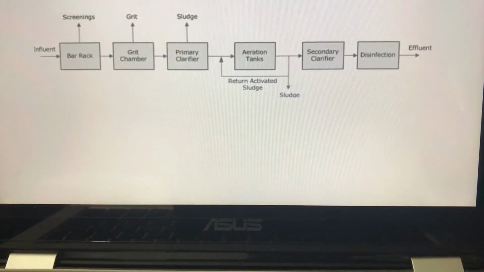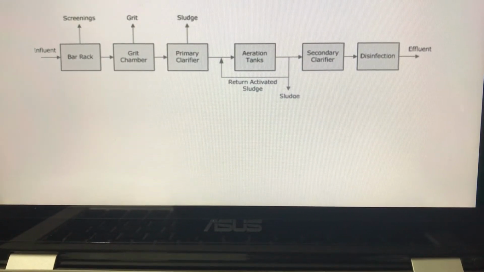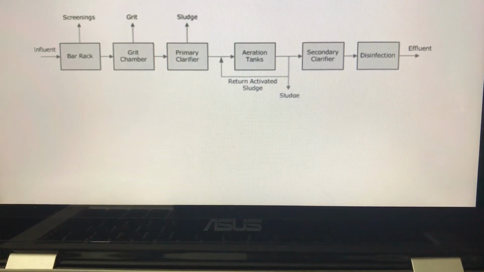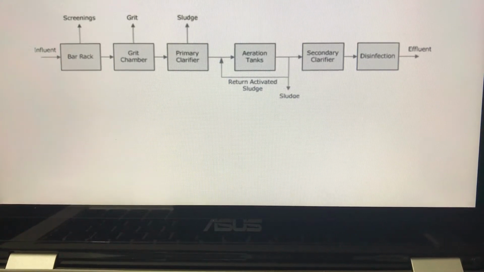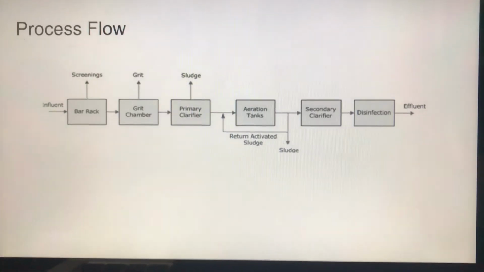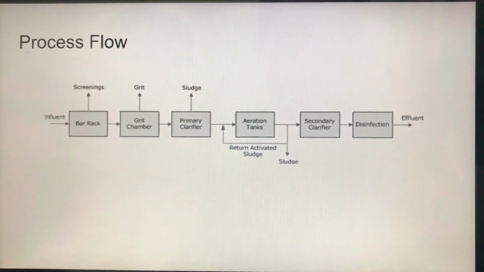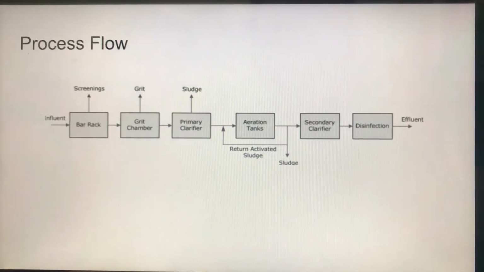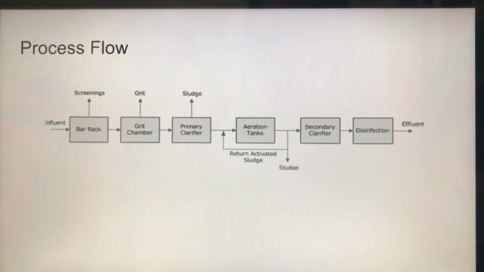For the process flow, influent is fed through a bar rack, where screenings are removed, and the remaining influent goes to the grit chamber, where the grit is also removed. The remaining influent goes to a primary clarifier to remove sludge, after which it goes to an aeration tank, where more sludge is removed and recycled back to the aeration tank. The remaining influent goes to a second clarifier, where it goes to a disinfection to produce effluent.